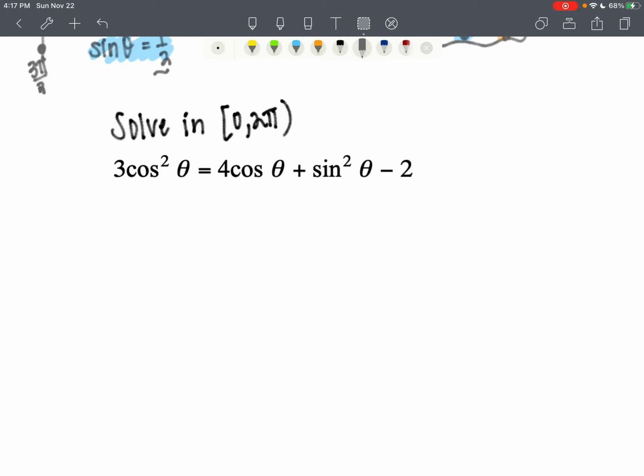Okay, if you paused and you're back, I'm going to reveal the technique, the strategy. The strategy here is I've got cosine that's quadratic, I've got cosine that's linear, and then we have sine that's quadratic. It's easier to change the sine squared of theta into cosine squared of theta than it is to change these 2 terms to sine. So that's what we're going to do. We're going to change sine squared of theta into 1 minus cosine squared of theta.